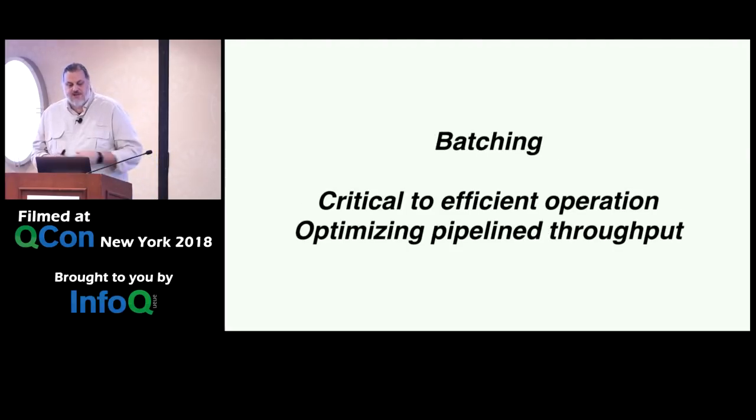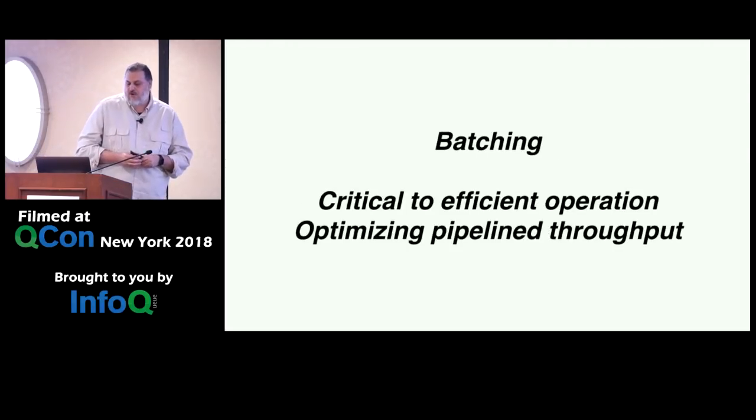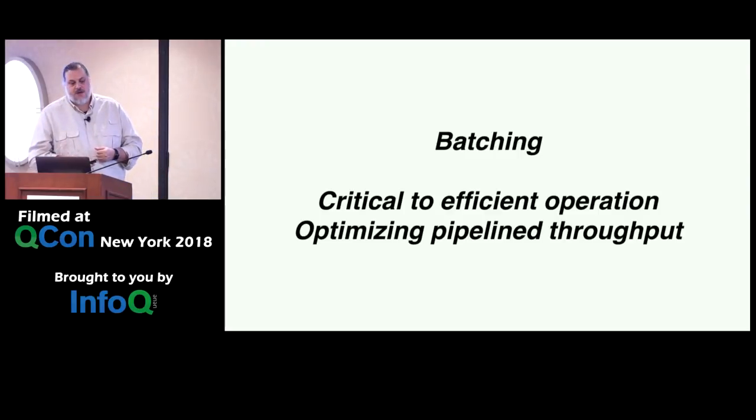The other part is batching. Batching is really critical to efficient operation. It's critical because it has to optimize the pipeline throughput through the system. With clustering, we're not as much concerned about latency. We want the lowest latency we can get, but in essence, you are also going through multiple hops, and you're throttled a little bit by how fast consensus can be reached.